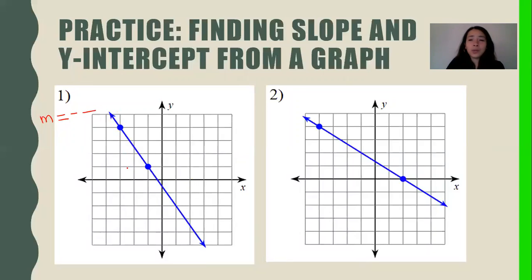Now we count how many units it is going up or down. It's going up or down 3 units. How many units is it going left or right? It's going left or right 2 units. So that is my slope. Now when looking at the y-intercept, for the y-intercept we write b. So slope is m, y-intercept is b.